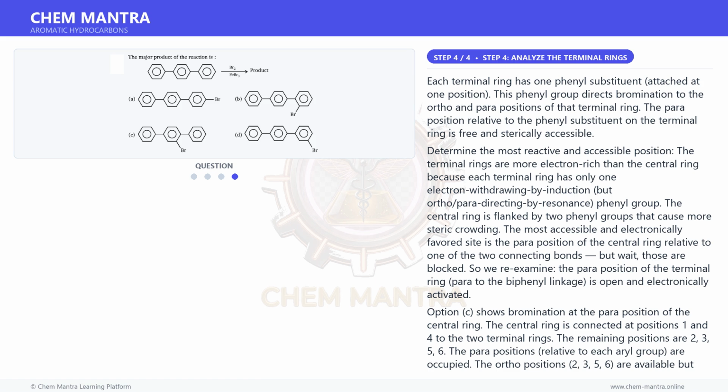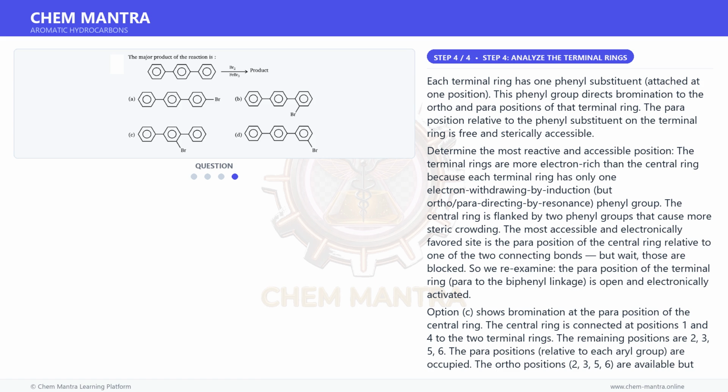Option C shows bromination at the para position of the central ring. The central ring is connected at positions 1 and 4 to the 2 terminal rings. The remaining positions are 2, 3, 5, 6. The para positions, relative to each aryl group, are occupied. The ortho positions, 2, 3, 5, 6, are available but sterically hindered. This makes bromination on the central ring less favorable.